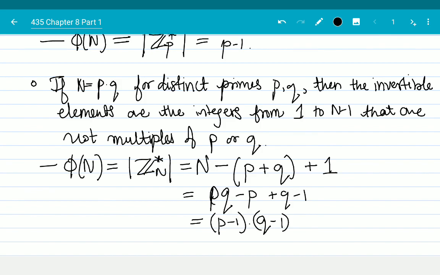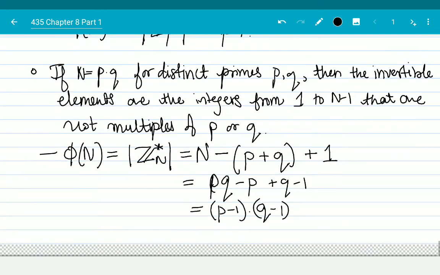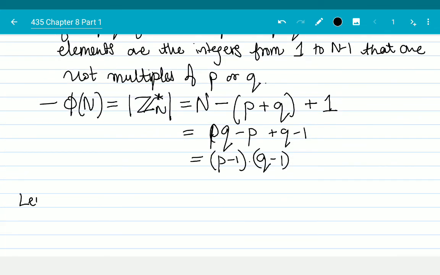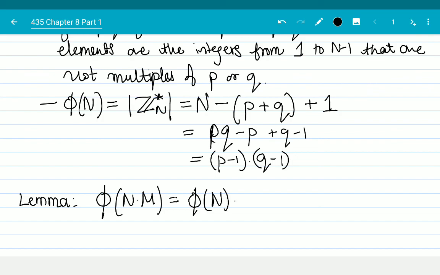In particular, there is a lemma, which I'm not going to prove: phi of n times m is equal to phi of n times phi of m.